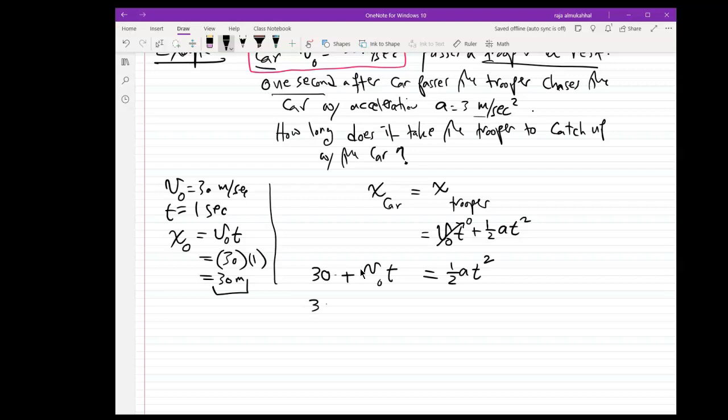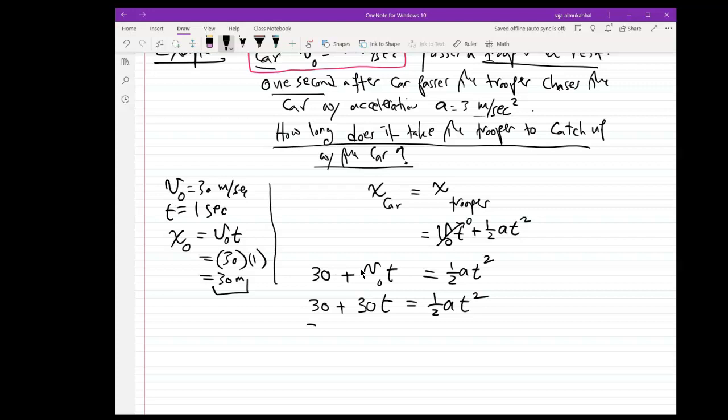In other words, it's 30 plus 30t equals 1/2 at squared. And that's about it. So I'm going to put in what's given to me, and I'm going to solve for the time t. This is basically what he's asking for. He said, how long does it take the trooper to catch up with the car? So basically he was looking for the time.